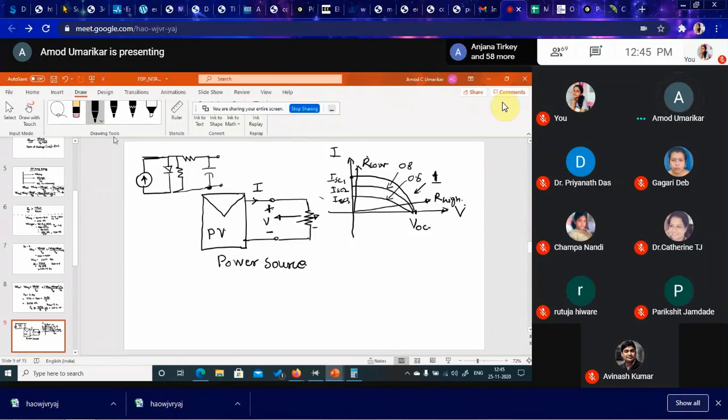Now, when we vary this resistance from low to very high, what will happen? One point comes. So again, let us go back to the curve here.